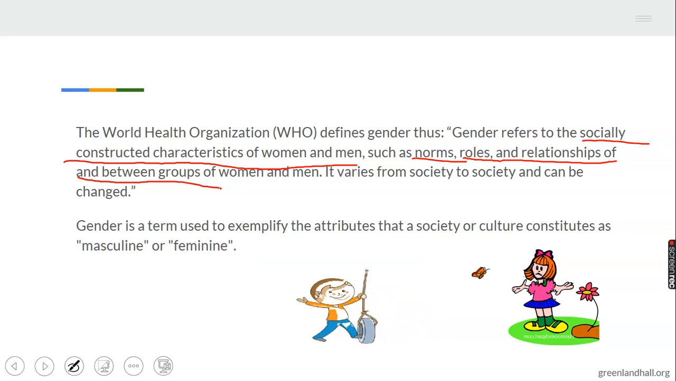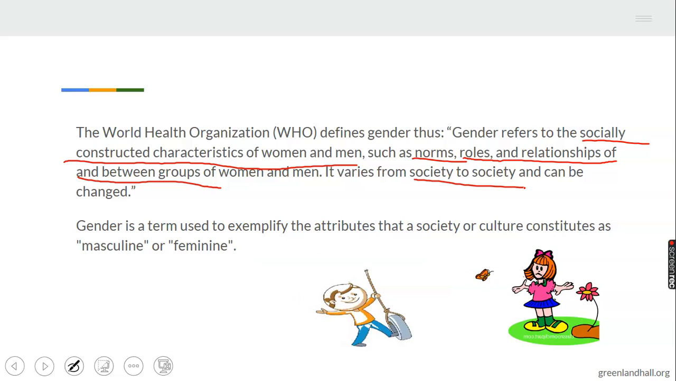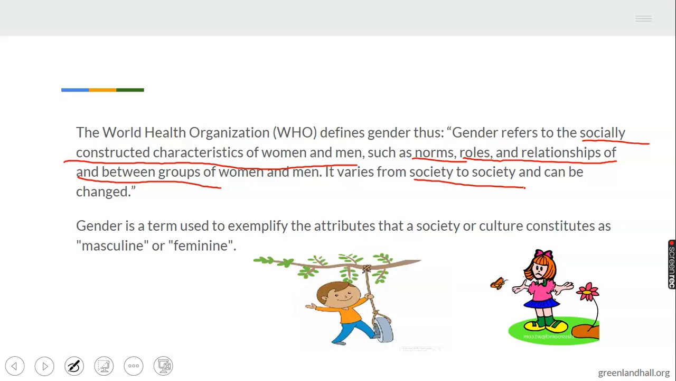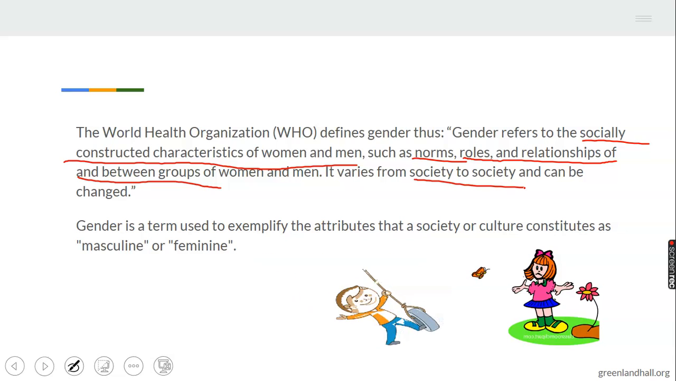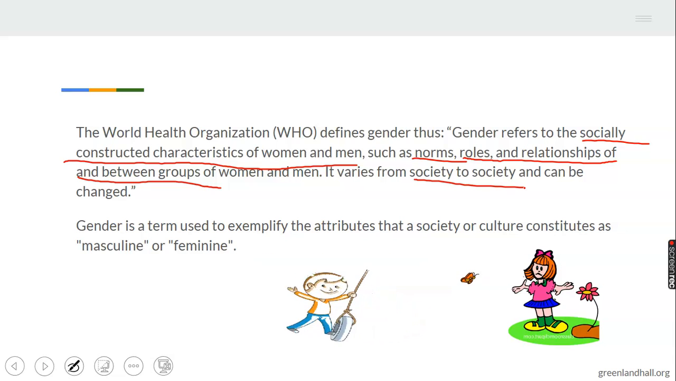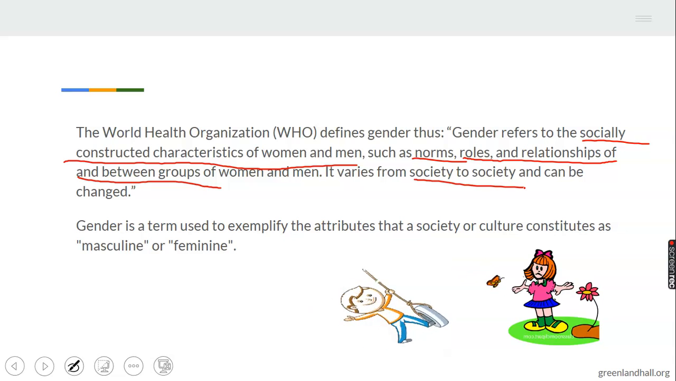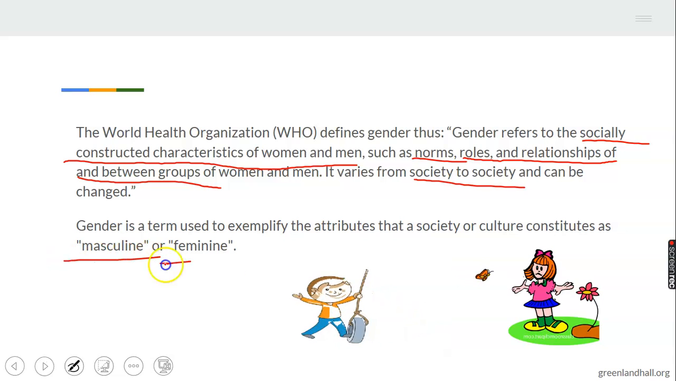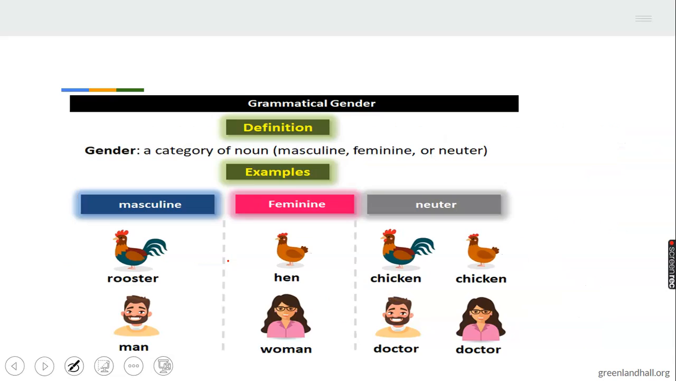You should know that these roles vary, that is, they are different from one society to another. What women do in this society is different from what women do in another society, though the general gender forms that we have are the masculine and the feminine. We have two other basic forms of gender.